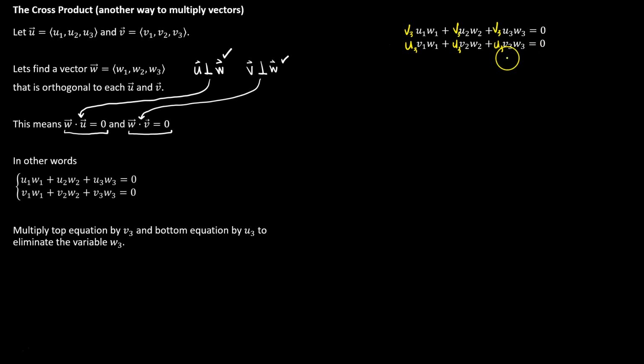Our goal here is to eliminate the third term. Notice that all of the factors that appear in the third term are identical. We've got v3 times u3 times w3. So these are equal terms. So if we subtract this entire bottom equation from the top, then we're going to cancel out everything in that third set of terms. So let's go ahead and do that subtraction and then write it out.